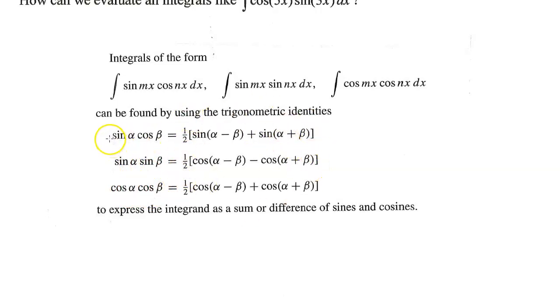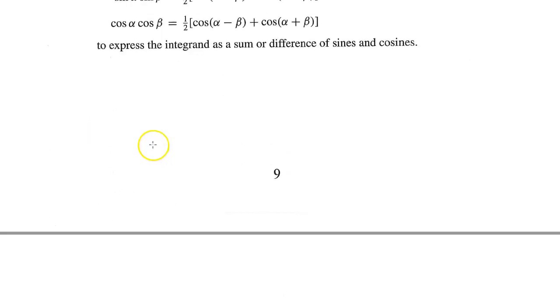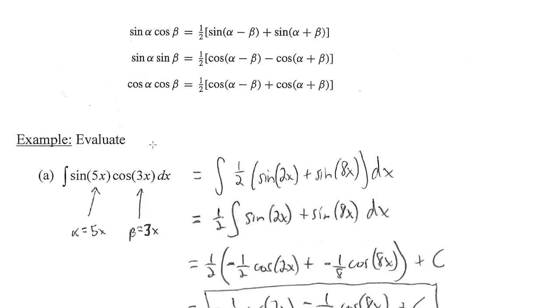I'll explain that in a minute. But also, how can we use them? Okay, so I've rewritten the identities right here that we're going to use. How would we integrate sine of 5x times cosine 3x dx? Well, notice which of these identities we're going to use. We're going to use the top one because this has a sine times a cosine.